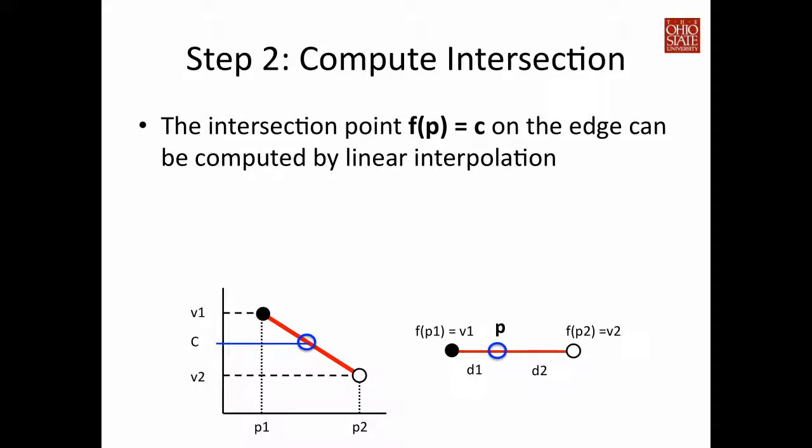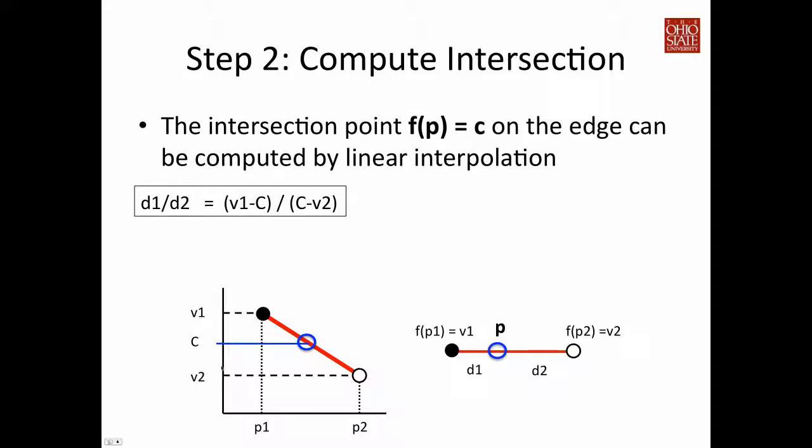So how do we calculate position P? Again, this is based on the proportional principle, because the value changes linearly along the edge. Assuming P is the position that is unknown, the distance of P to the left point, P1, is D1, and the distance of P to the right point, P2, is D2. Then we have a ratio, D1 over D2, equal to the value between V1 and C divided by C and V2. That is over here.